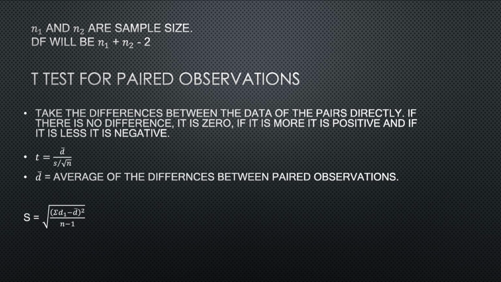T-test for paired observations. Take the differences between the data of the pairs directly. If there is no difference, it is 0. If it is more, it is positive, and if it is less, it is negative. T is equal to d dash divided by s by root of n. D dash is the average of the differences between paired observations. S is equal to root of sigma (d minus d dash) the whole square divided by n minus 1.